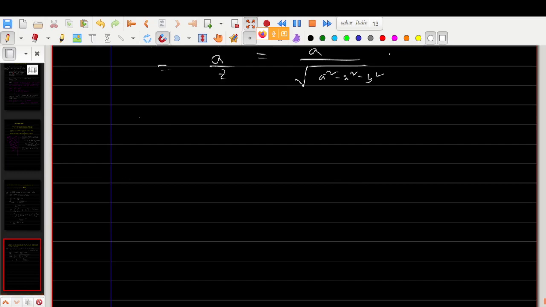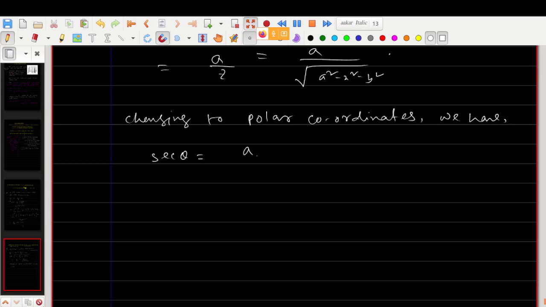Now if you change to polar coordinates, we have sec theta is actually a by root over a square minus r square, because x square plus y square is r square, x comes to r cos theta, y comes to r sine theta.